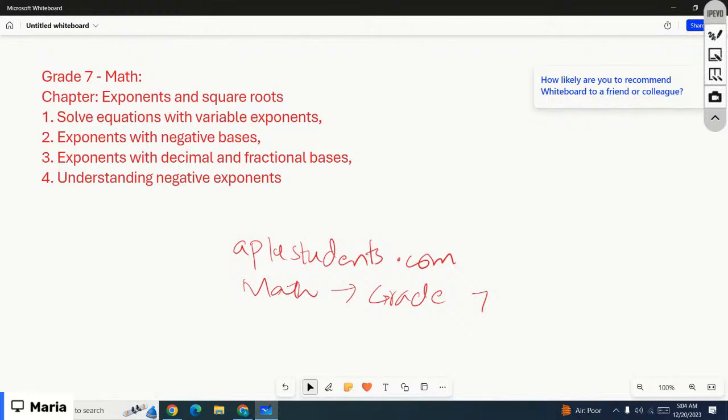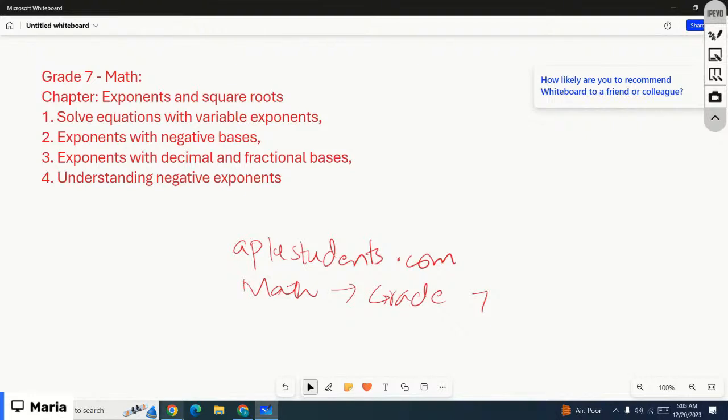We're going to start with the chapter exponents and square roots, and the lessons we're going to cover today are solve equations using variable exponents, exponents with negative bases, exponents with decimal and fractional bases, and understanding negative exponents, right? So please make sure you have your notebook and pencil so that you can note down the important examples and definitions as well. So let's just start with the lesson, that is solve equations with variable exponents.